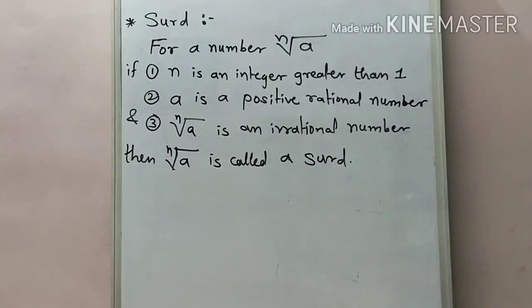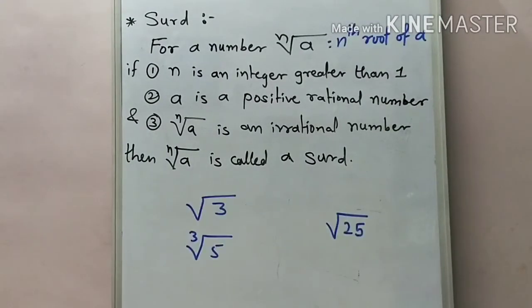Okay, good morning students. So here we continue with our second chapter, real numbers. The next topic is surd. A surd is a number like this. How do we read it? Nth root of a. Here we have some examples: the square root of 3.